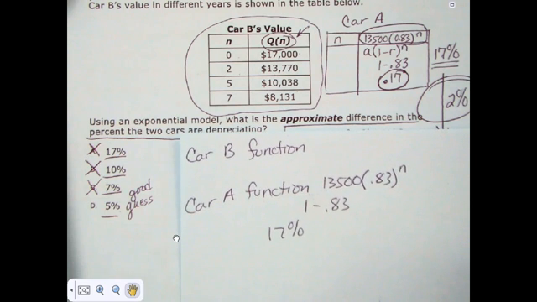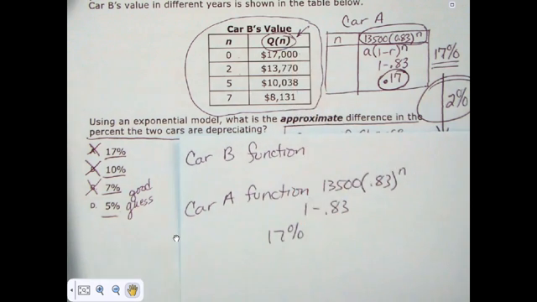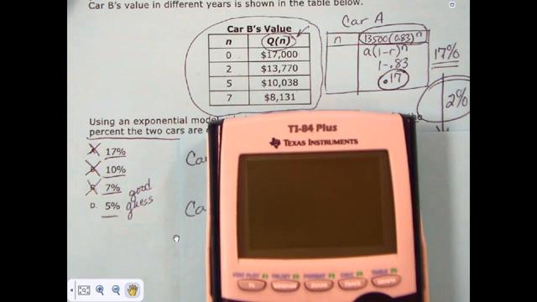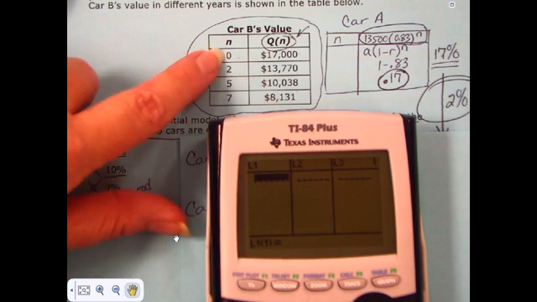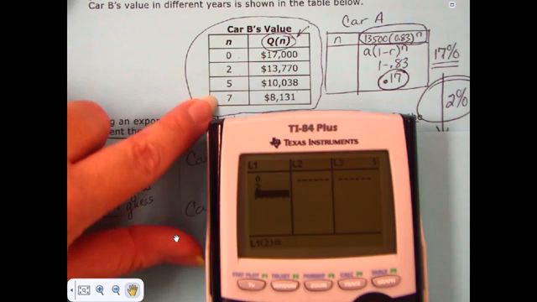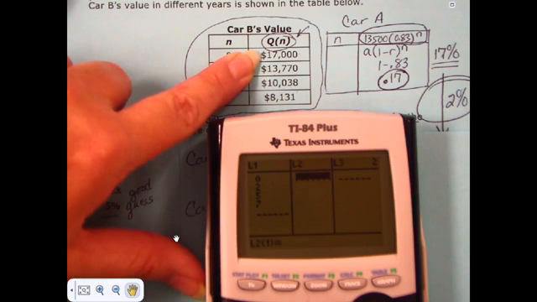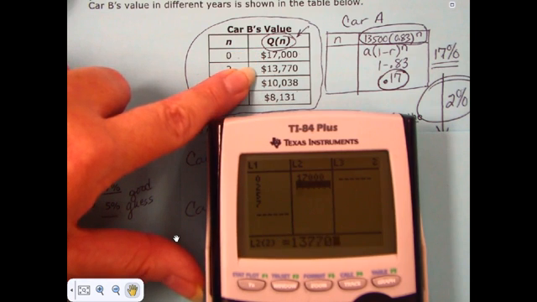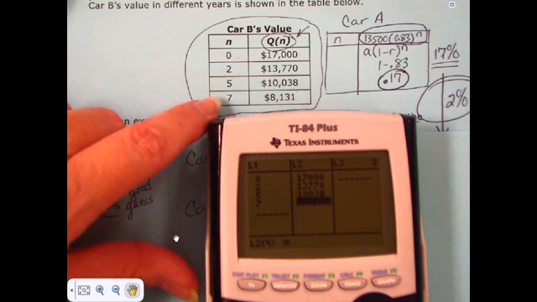Now with car B, not so easy because we don't have the function here, but we do have values. So we can recall that we can make an exponential regression equation, and we do that by opening up our list, and we're going to edit that list using stat edit, and we'll put the n values in L1, the 0, 2, 5, 7, and the y values, the car's actual value, in L2. Making sure that we got everything just right from our table.